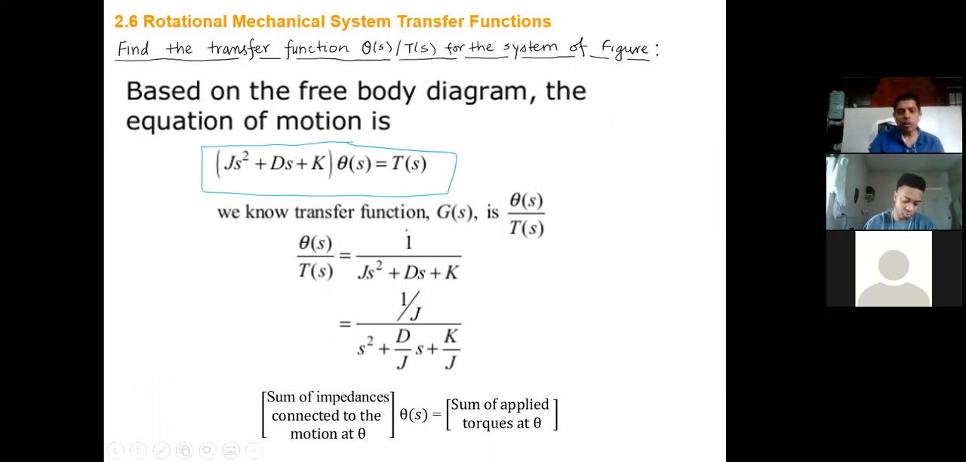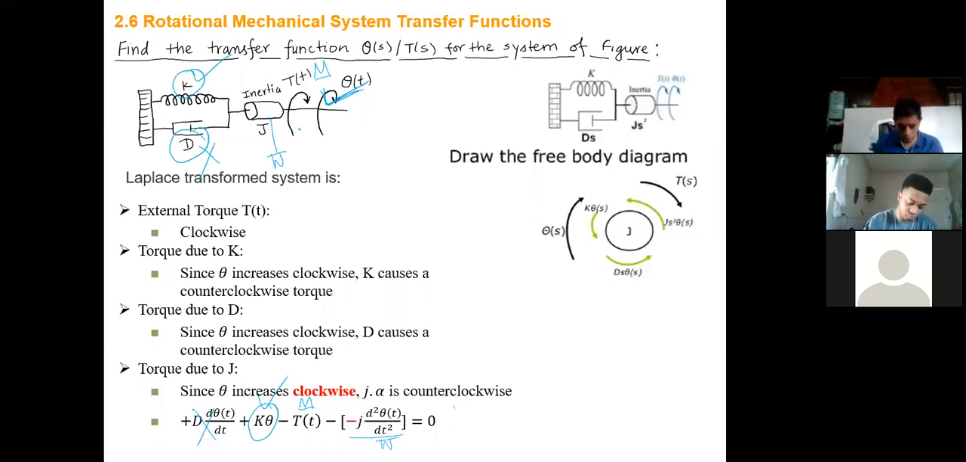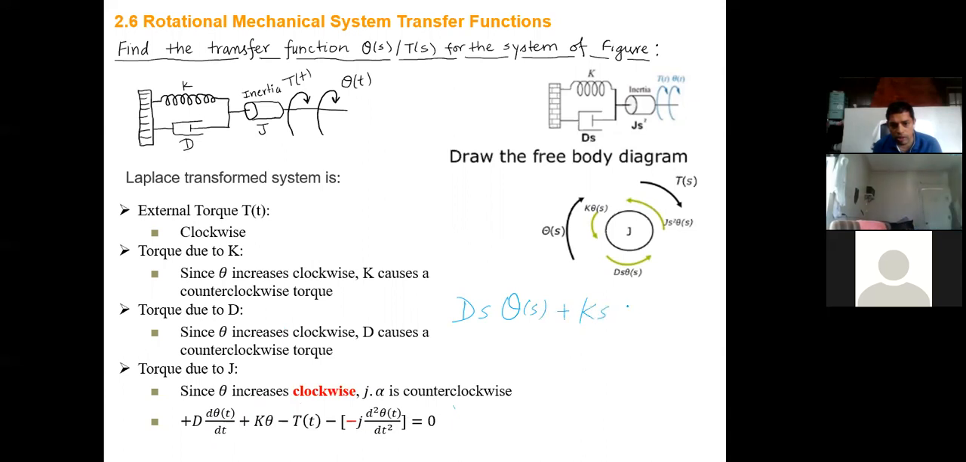Now, what I'm trying to say today is this. All right, let me go back one more time to this picture. So can I simplify this? If I simplify this, what did I get? If you remember, Ds theta s plus Ks theta s plus Js square theta s equals Ts. Did you see that? This is what you get.